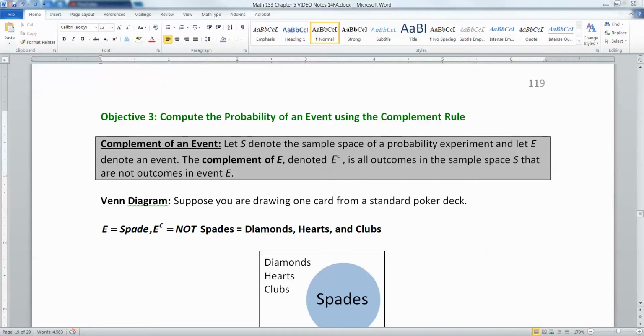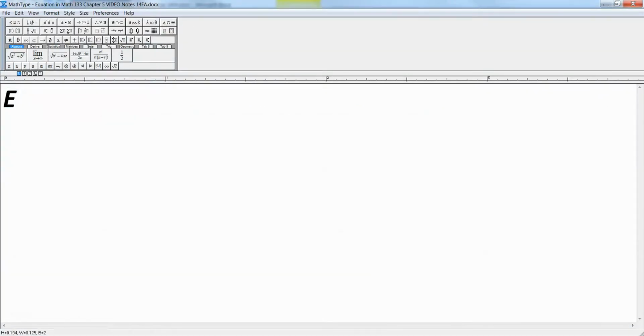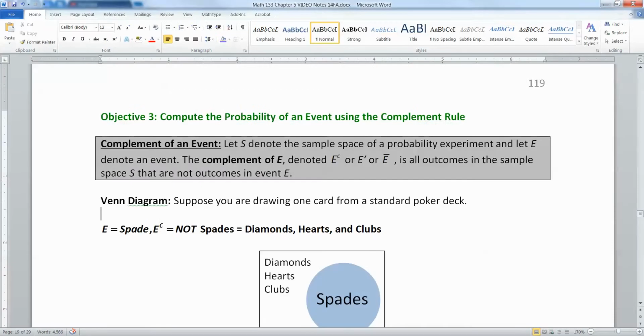In this last section of 5.2, we want to discuss the complement of an event and the complement rule. So the complement of an event, if we suppose that S is the sample space of the probability experiment and E is an event, then the complement of the event, denoted E complement, or E bar, or E prime, or it's E with a little bar on its head. Different books call it different things. There we have it. It is all the outcomes in the sample space S that are not outcomes in the event.